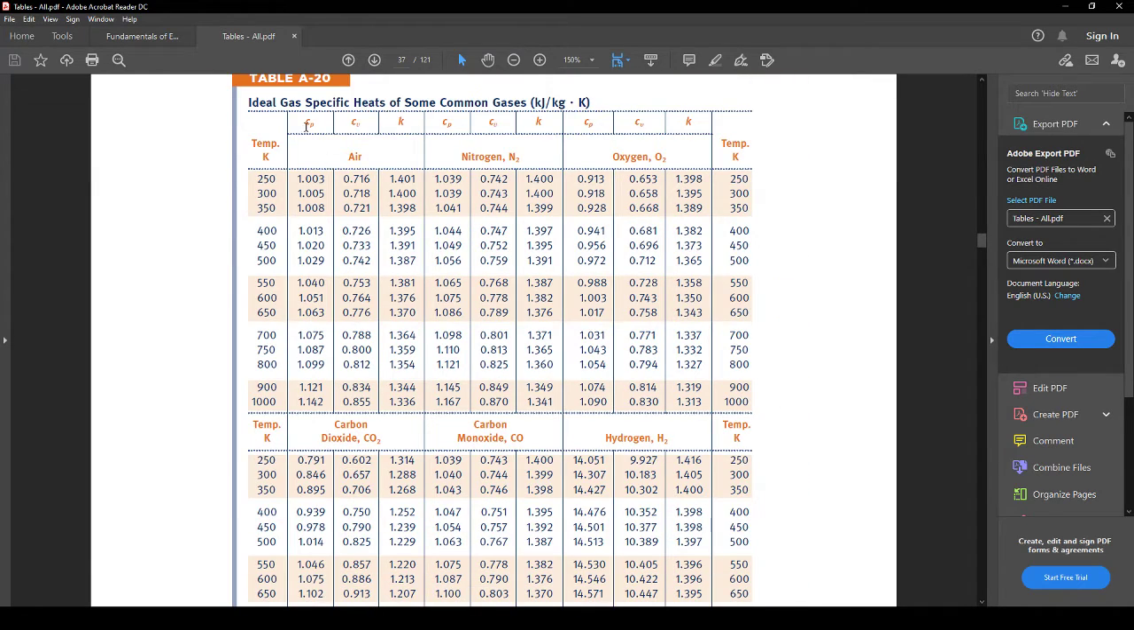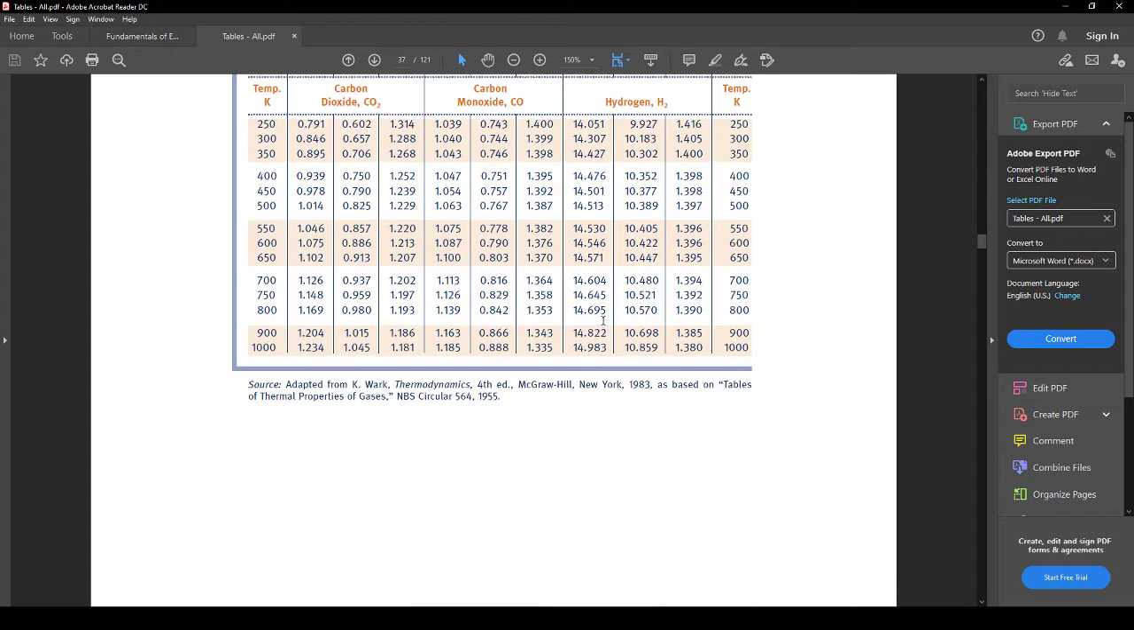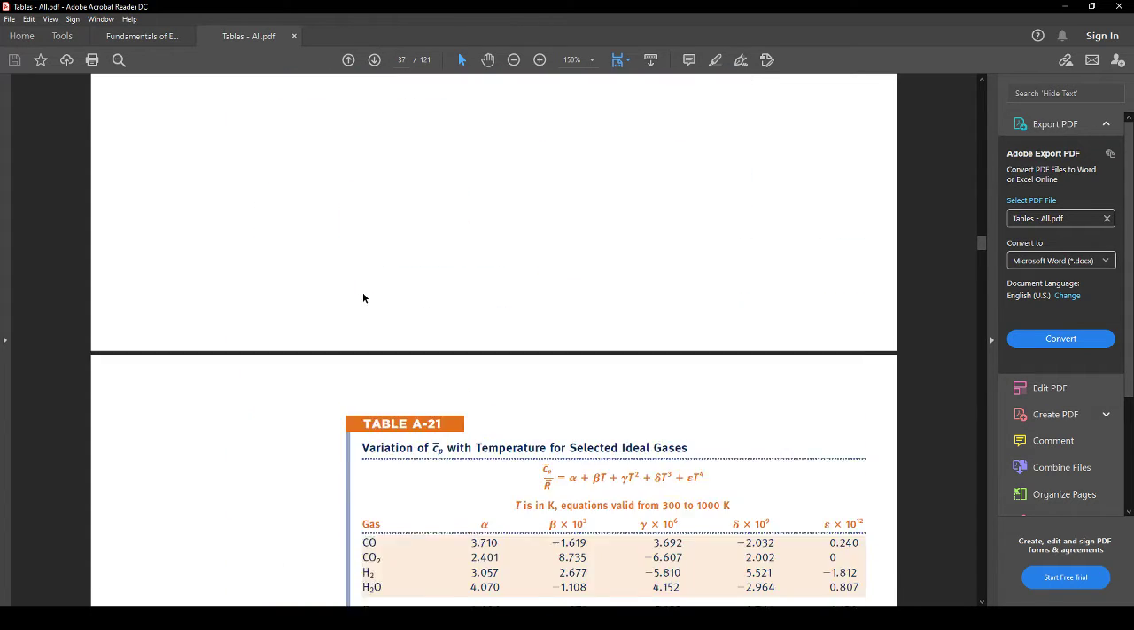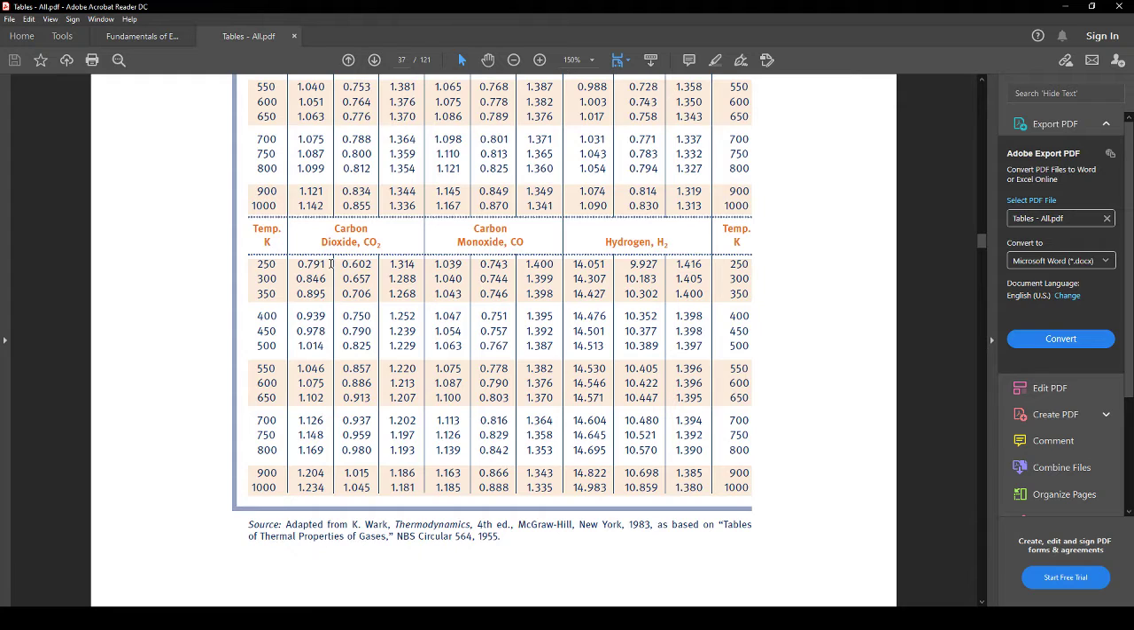So this right here is the table for specific heats in the back of your book. There are two of these. There's one for English, one for SI. This is the SI one. And so right here, you get the CP value of air at all of these temperatures, right? Nitrogen at all of these, right? And it gives you CP, CV, and K. And so you can use it for all of these different substances, right? I think it ends there, though. It gives you a bunch of gases, right?